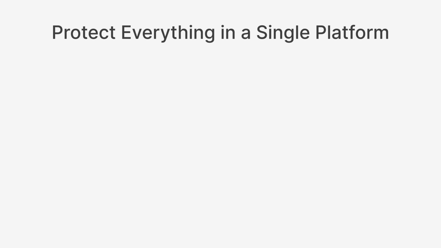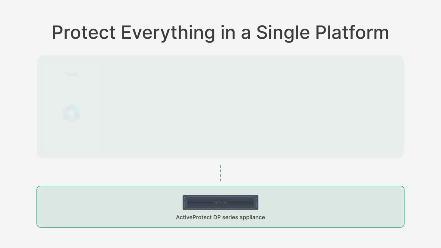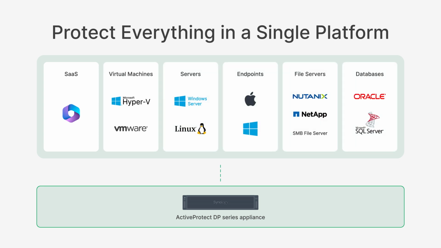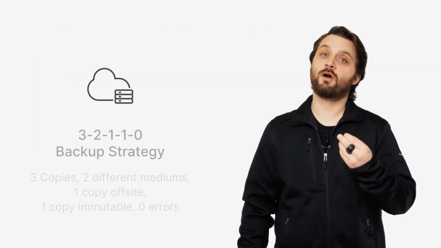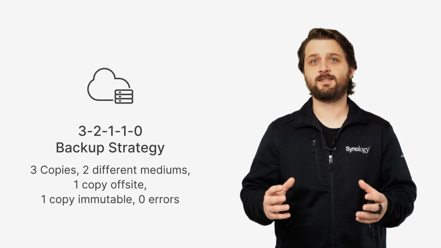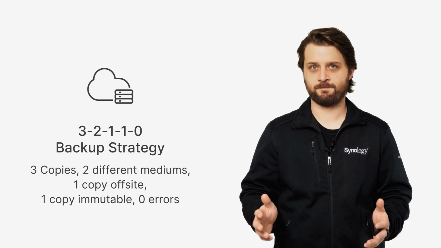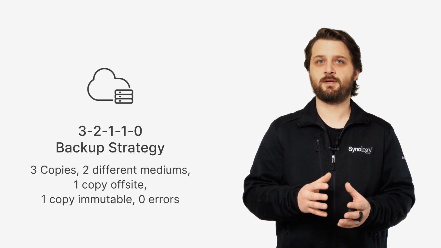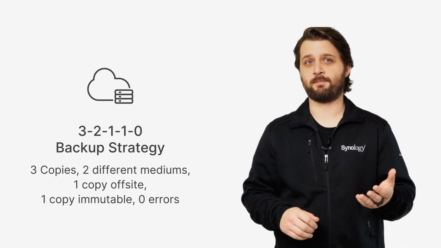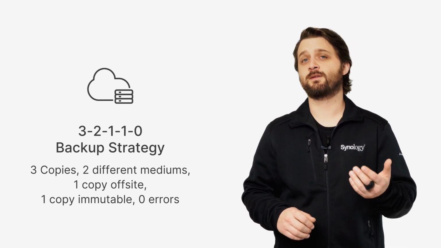ActiveProtect Manager is a system designed to scalably protect everything in a single platform, or cluster in this case. With ActiveProtect Manager, you're able to back up SaaS, virtual machine, physical server, PC and Mac, file server and NAS data, as well as databases like Oracle and SQL databases, all in a singular platform. Now, to accomplish protection for these different backup objects, ActiveProtect Manager deploys a 3-2-1-1-0 backup strategy. Now, 3-2-1-1-0 is a little bit of an evolution of the 3-2-1 backup strategy. 3-2-1 being 3 different copies, at least 2 different mediums, at least 1 copy off-site.